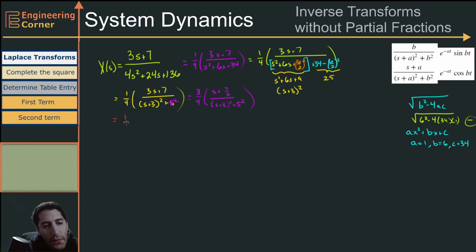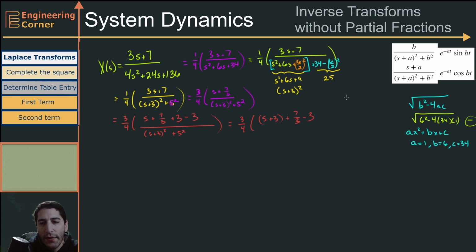Well, what I can do, let's write the 3/4 times s plus 7/3 over s plus 3 squared plus 5 squared. What I can do is in this numerator, let me add 3 and let me subtract 3. That doesn't change it. And let me regroup these differently. Let me regroup this as 3/4 times s plus 3 plus 7 over 3 minus 3.